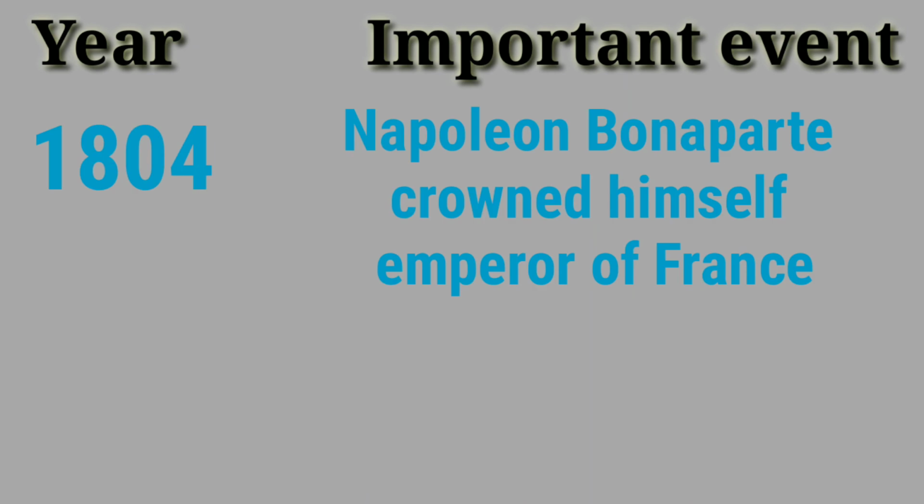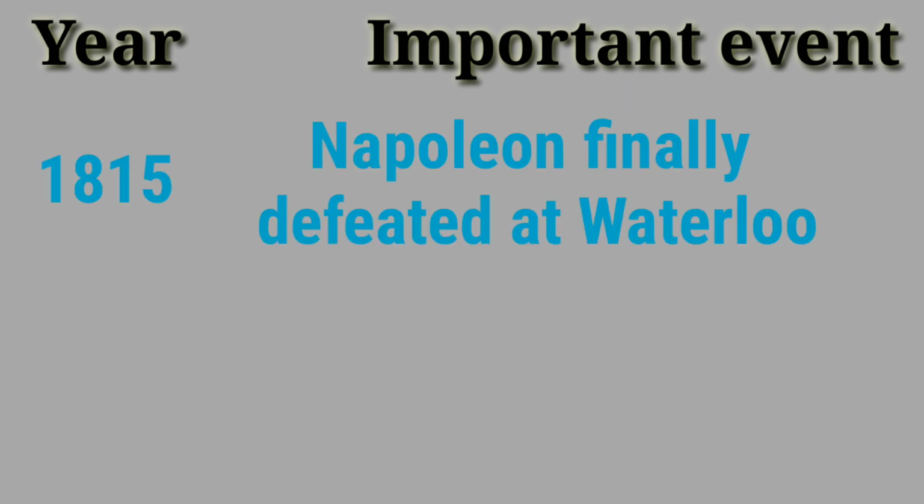Then in 1804, Napoleon Bonaparte crowned himself Emperor of France. After the Reign of Terror and Robespierre's death, Napoleon Bonaparte came into power in the year 1804. Then in 1815, Napoleon was finally defeated at Waterloo. There was a war at Waterloo, and in that war Napoleon was defeated.